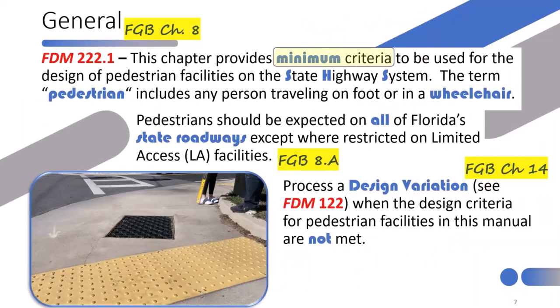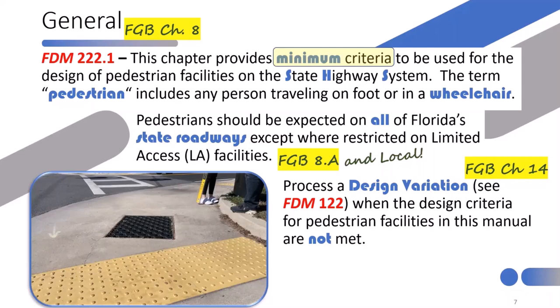Now, FDM Chapter 222 is where the minimum criteria resides for the state highway system. Minimum criteria, that's meets performance expectations. But again, with a little bit of sound engineering judgment, some innovative thinking, and some consideration from the very beginning, engineers and designers can, with negligible, if any, impact to scope, schedule, and budget, make sure that we're providing a full pedestrian facility network that is fully accessible to and usable by persons with disabilities, as well as being safe for all users.